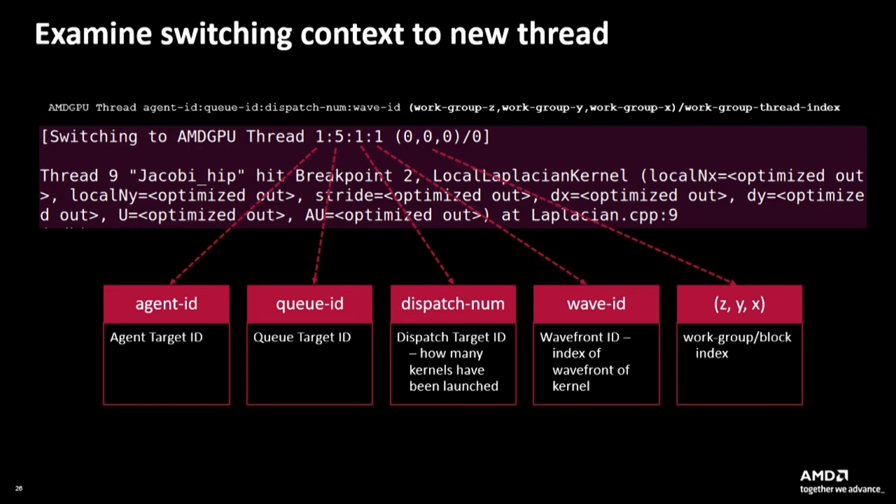There's a lot of information in that one line of code. It tells you the queue ID of that thread, the dispatch number, like how many times it has been called already, the wave ID, like what wavefront that thread belongs to, and what block it belongs to. This can be pretty useful, especially when you're trying to debug large codes and understand what's happening inside your GPU kernel.